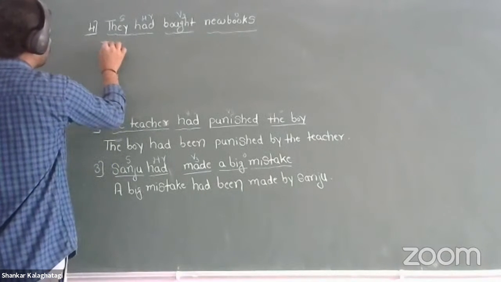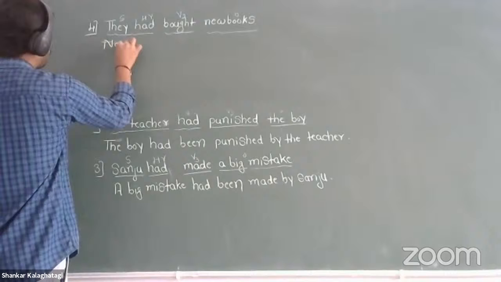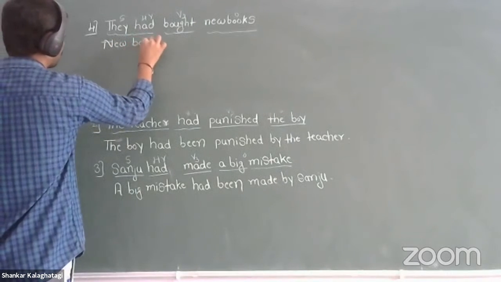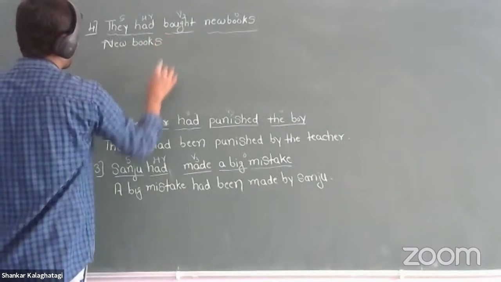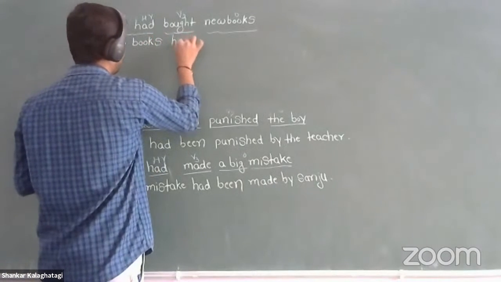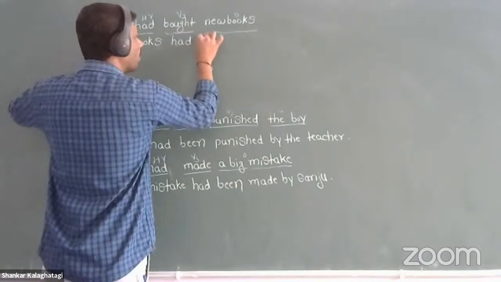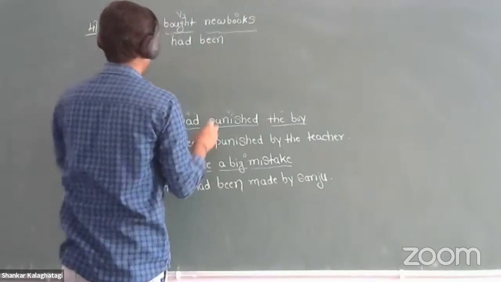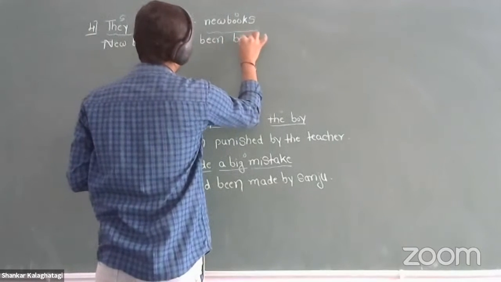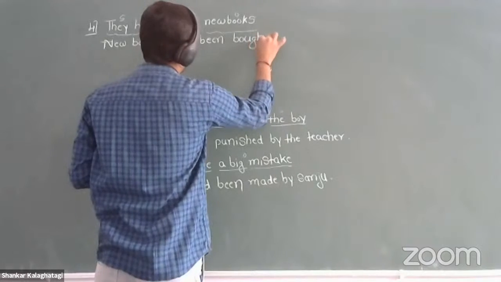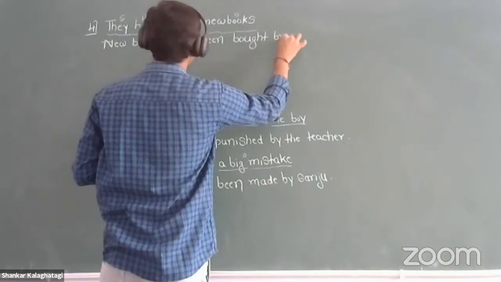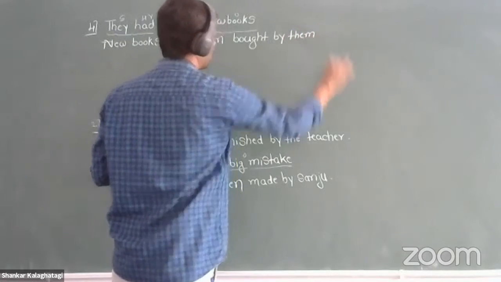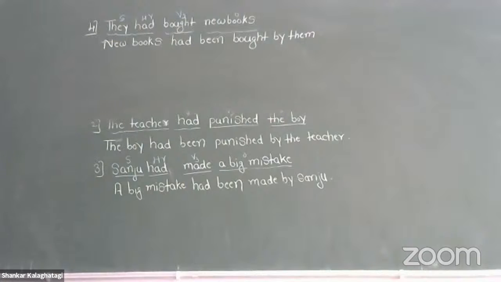New books had. Now we have to add been here. New books had been bought by. They is changed as them. This much you have to change.